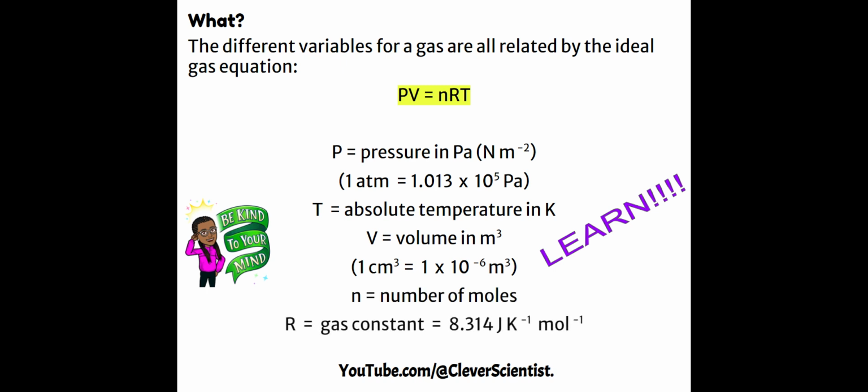So P stands for pressure, and that's measured in Pascal. We've got T for temperature, which is measured in Kelvin. We've got V for volume, which is measured in meters cubed. And we've got n, which represents the number of moles. And then we've got R, which represents the gas constant. Now, if any of you are going to go on and do IB or A-level chemistry, you will learn so much more about how this equation is actually used in real life.